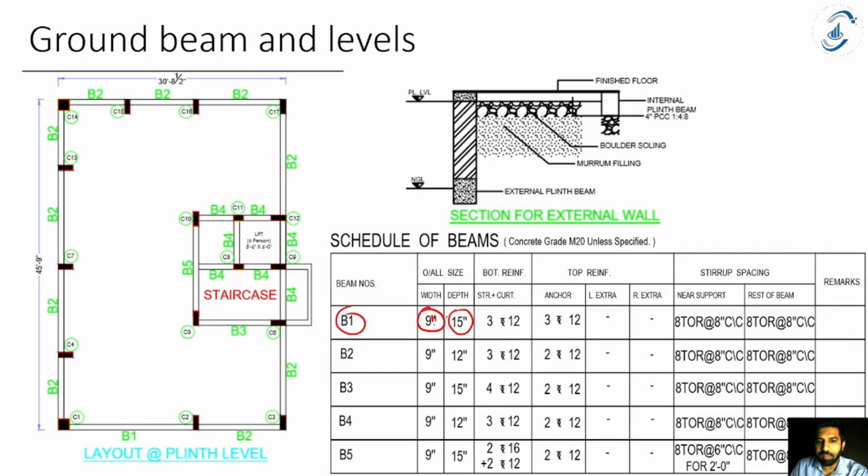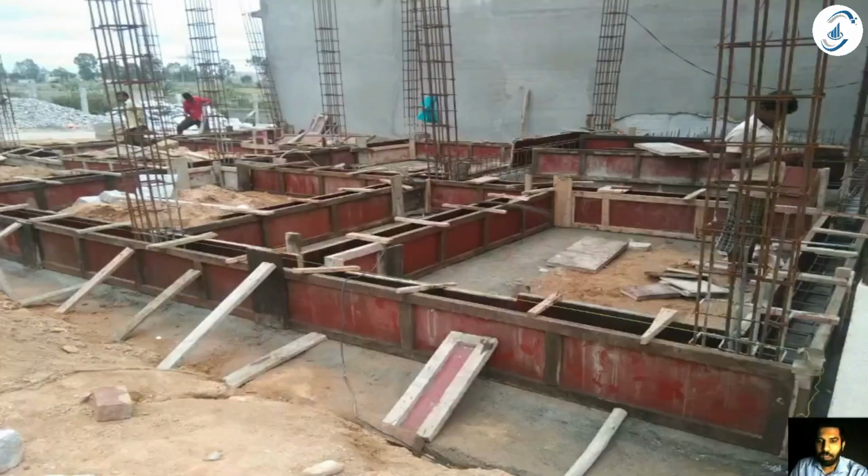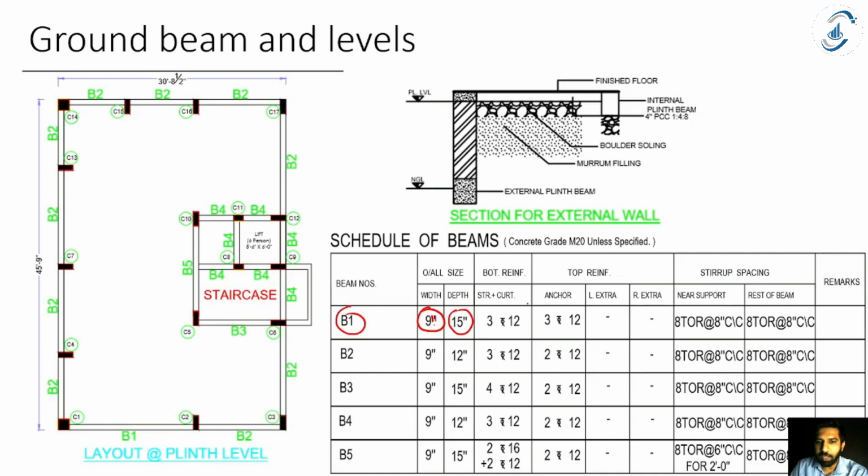Width of my plinth beam is 9", and depth is equal to 15". Now let's come to the rebar details. What are the rebar details? This is the bottom reinforcement, and this is the top reinforcement.